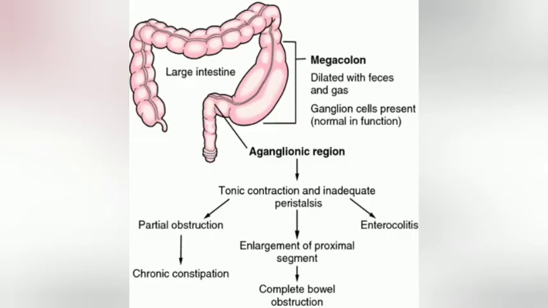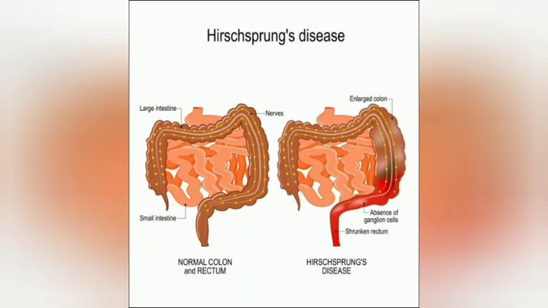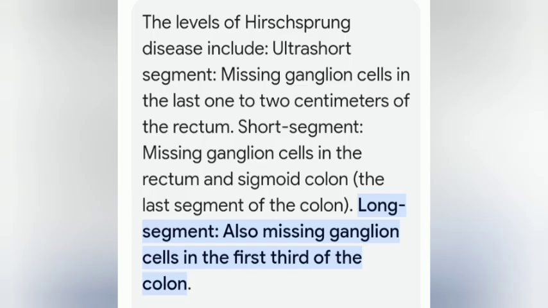And when there is deficiency, what will happen? There are aganglionic cells, and there will be improper peristalsis. This disease usually affects the distal segment of the colon, or we can say the sigmoid colon. It can also affect the rectum, depending on the level. So lack of peristalsis leads to obstruction of the colon, and then there is accumulation of gas and feces proximal, that means nearby, to the defect.